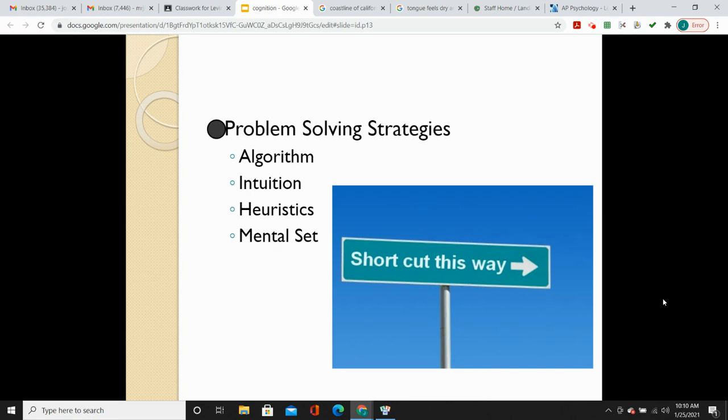There are 4 distinct problem-solving strategies. Each one allows us to solve many different problems in our life, but each one has a drawback as well. An algorithm is where we exhaust every single individual possibility in order to get the solution. And the great thing about algorithms is that if we do that, we're going to be 100% right. The problem with algorithms is that they take too long. And most of the time, we don't have time to exhaust and look at every individual possibility.